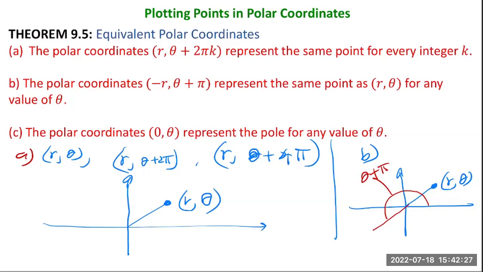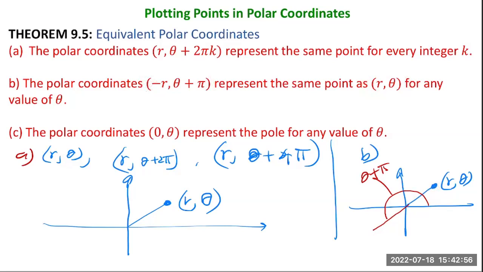Okay, now what do we need? The angle is theta plus pi but minus r. So this is the direction specified by the angle, but my r is negative, so you have to measure r units in the opposite direction. So you will land again on this point if you measure r units in the opposite direction. Okay, so this point is the same point as r comma theta.